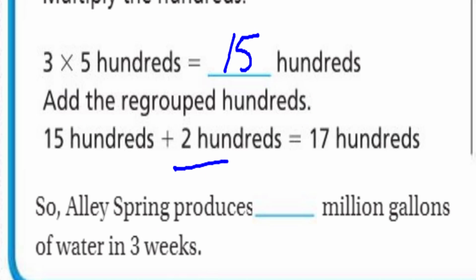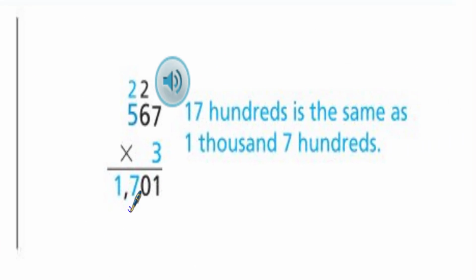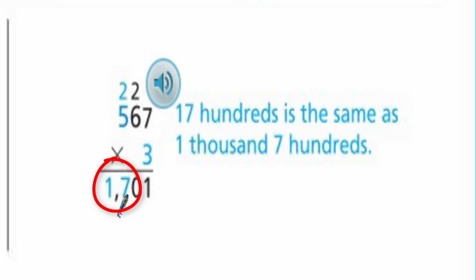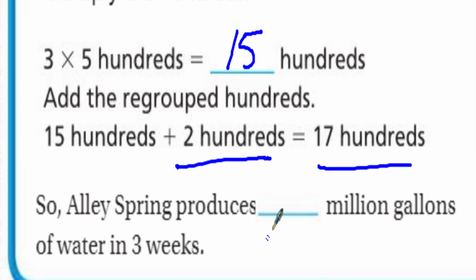Now it says add the regrouped hundreds. Okay, remember those 2 hundreds that we regrouped? That's right, that were tens, that were 20 tens, but are now 200s. Well, that 1500s plus the 200s is equal to 1700s. Yay! Okay, and then you can see now in this case we put the 17 down. There's no more regrouping going on because there's nobody in the thousands place. Otherwise we would keep regrouping. That's where we stop. So Alley Spring produces, that's right, 1,701 million gallons of water in 3 weeks.